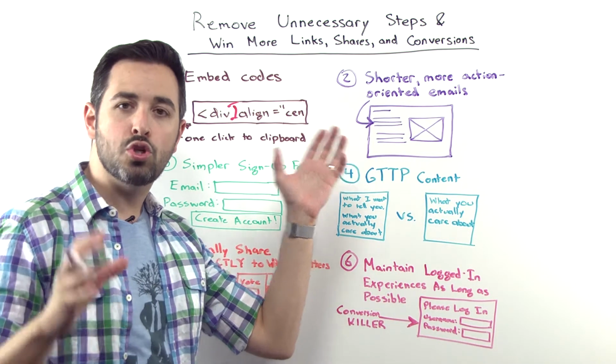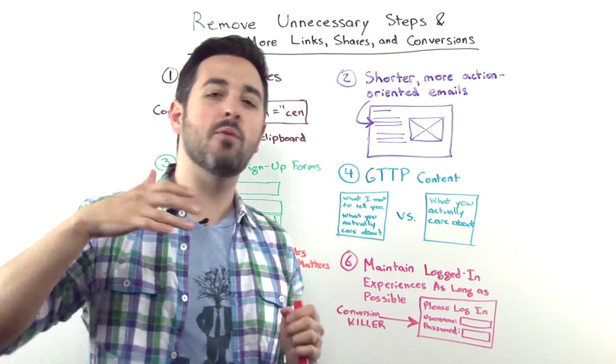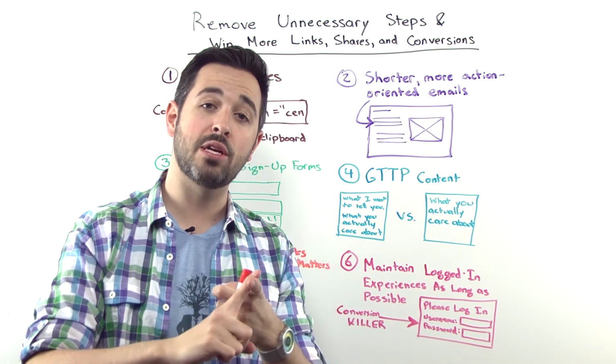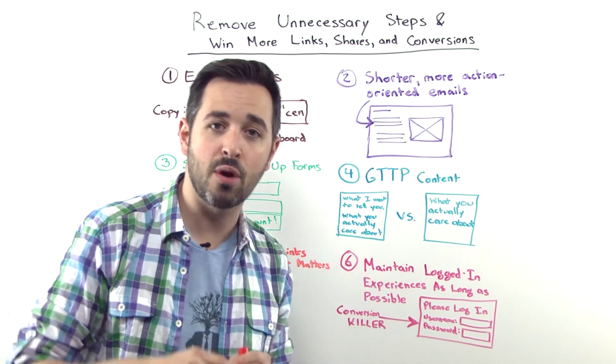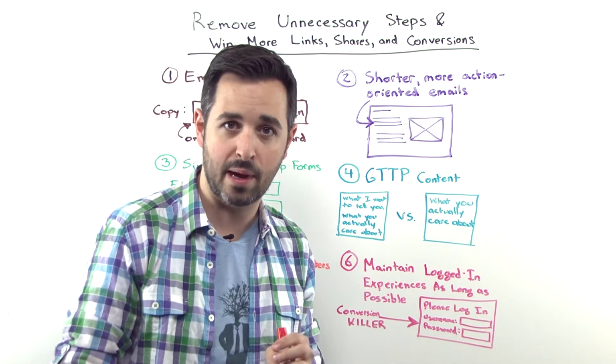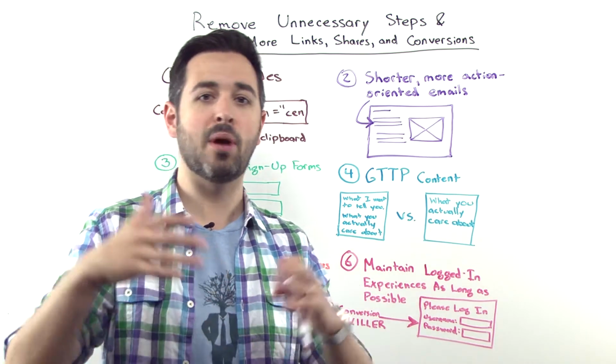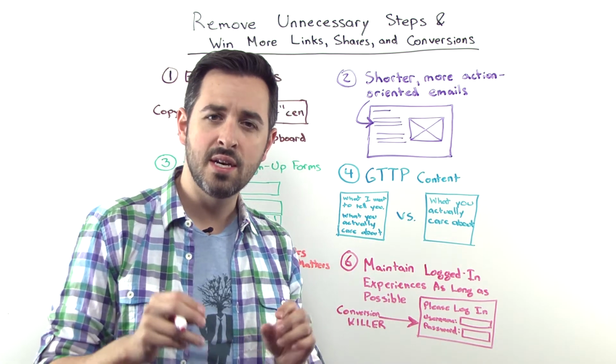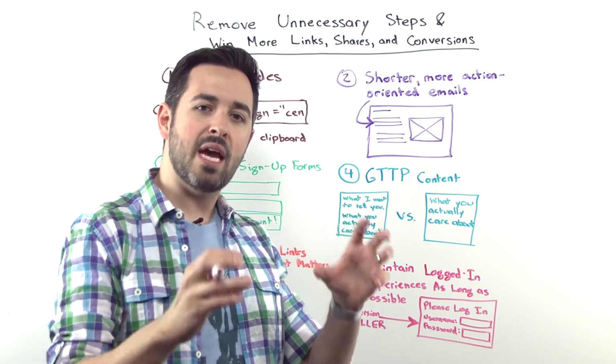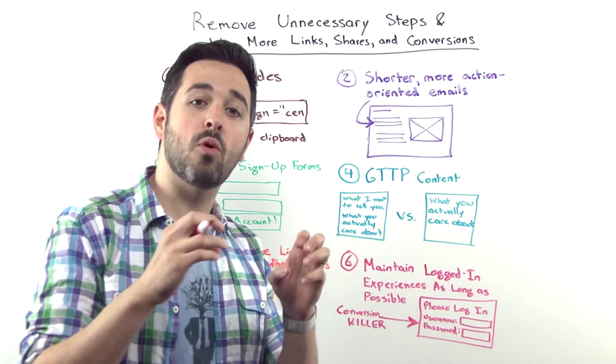Number two, shorter, more action-oriented emails. We send a lot of emails. We send emails for outreach. We send emails that are in newsletter format that are trying to drive actions back to our websites. We send emails to try and get shares from our friends or our network, those kinds of things. All of these can be made more concise and more actionable.